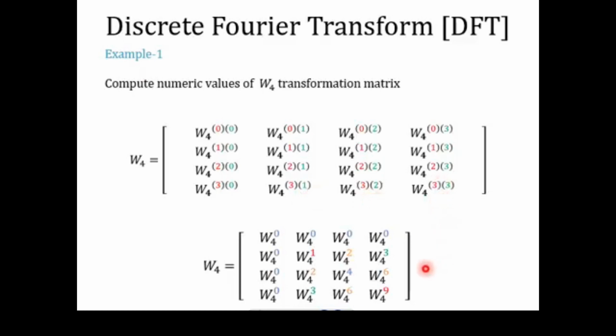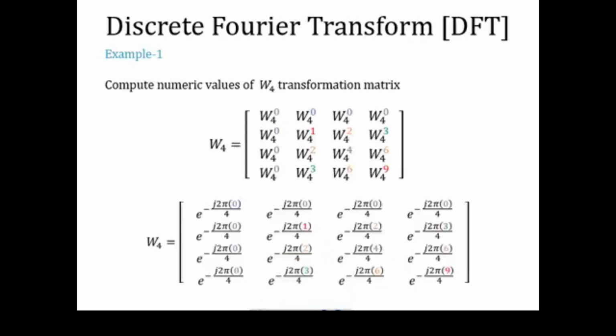So you will have the W4 matrix where you will find only one number written in the superscript of the W4 factor. Now we can simply calculate the values of this W4 matrix by replacing W4 by exponential minus j 2 pi over 4, where the superscript value will become the exponent of those complex exponentials. So this is how we can write a W4 matrix in the form of complex exponentials, where the first row and first column will again be 1. Now let's calculate the values of these 9 complex exponentials.